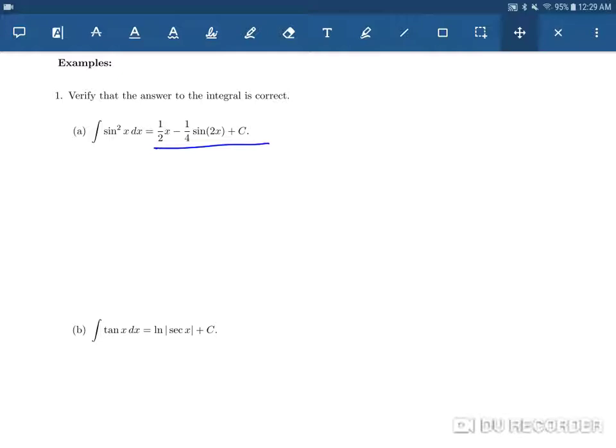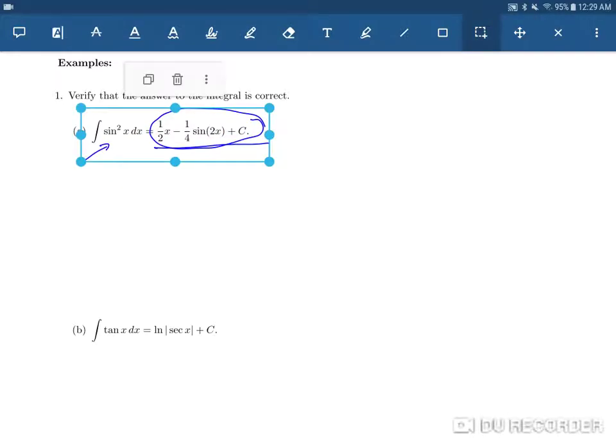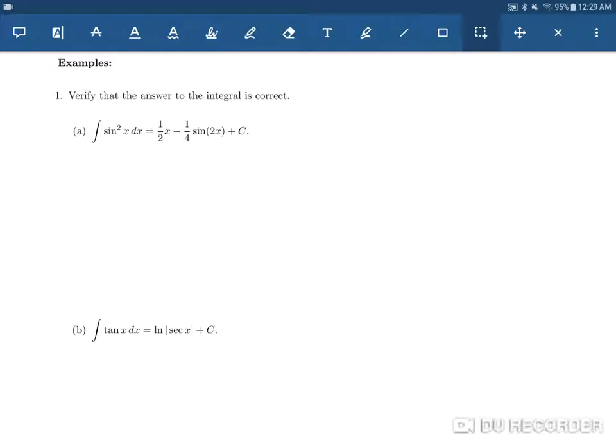So what we're going to do is we take the derivative of this expression and see if it gives us that expression or not. If it does, then the answer is correct. If it doesn't, then the answer is incorrect. All right. So let's take the derivative of 1/2 x minus 1/4 sine 2x plus c.